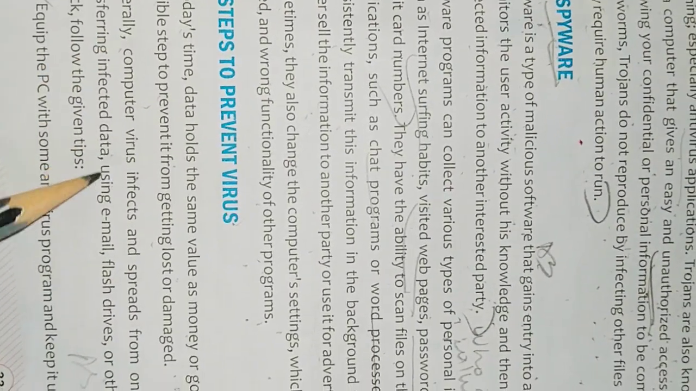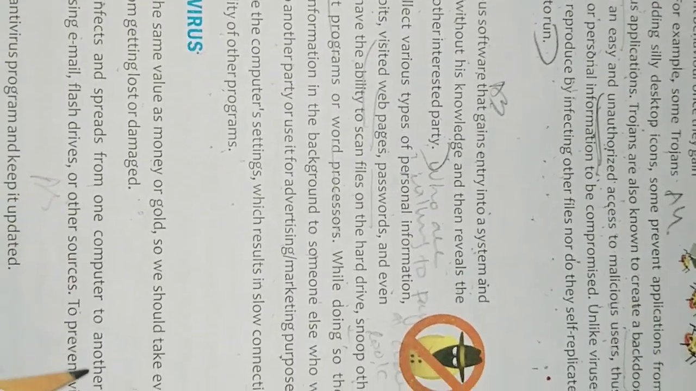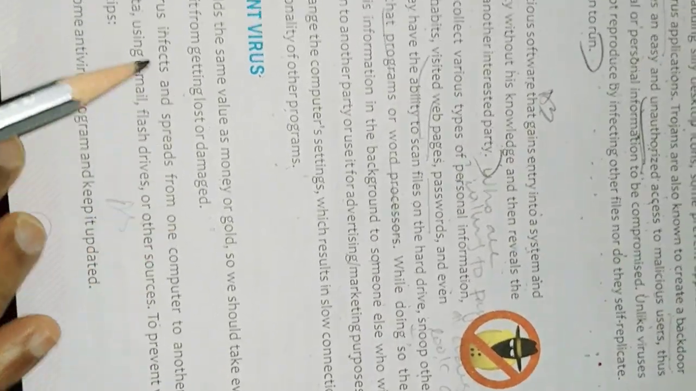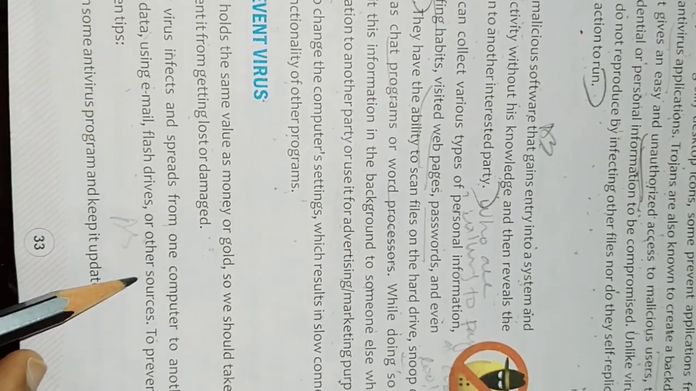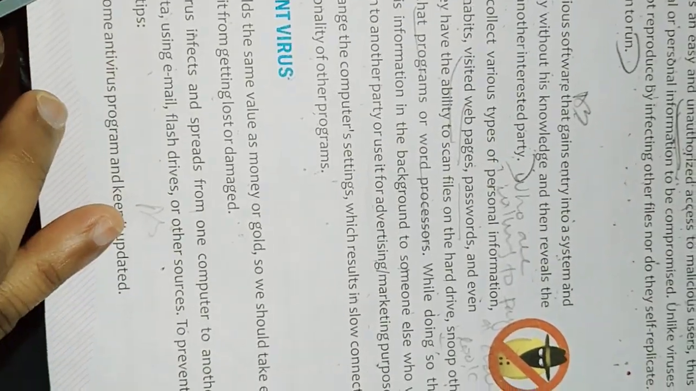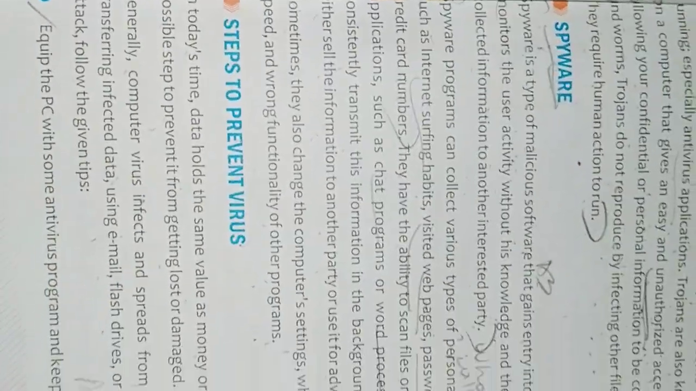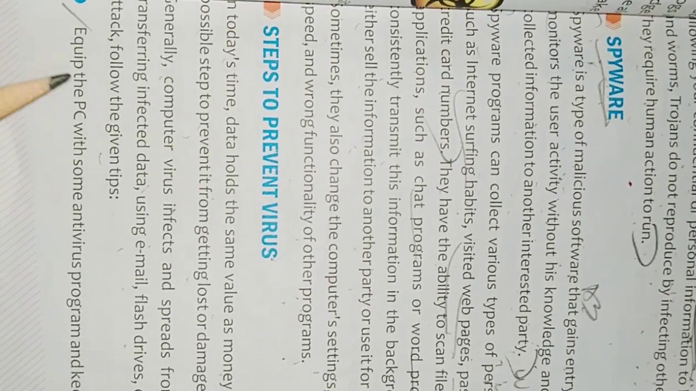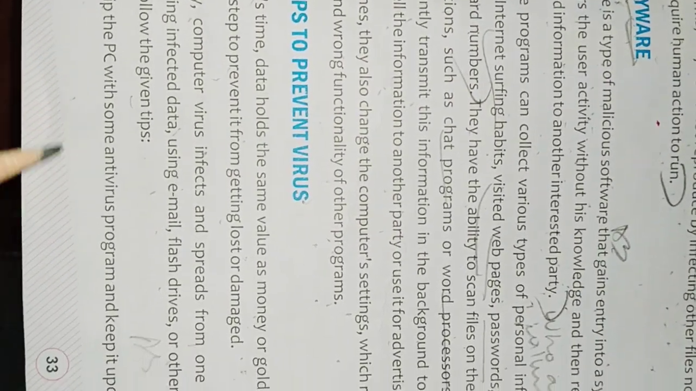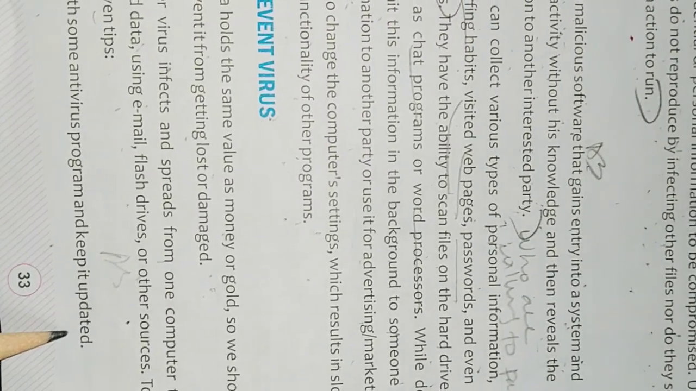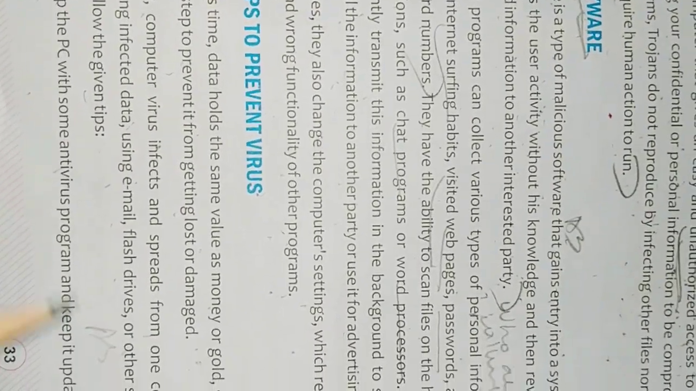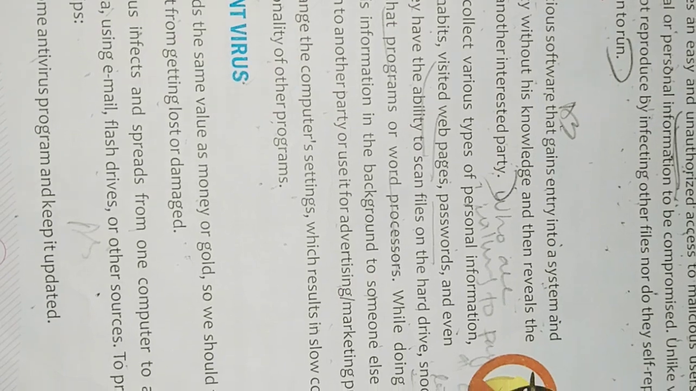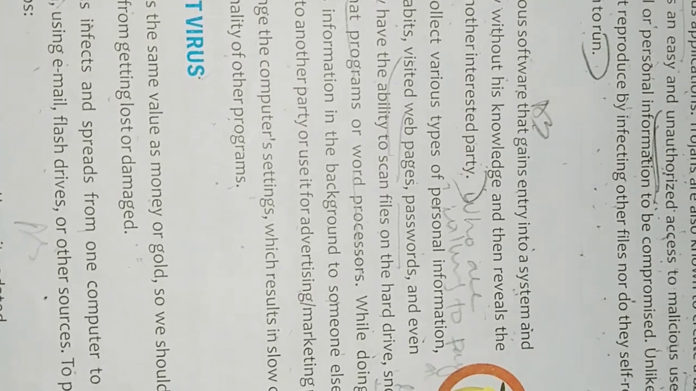Generally, computer viruses infect and spread from one computer to another by transferring infected data using email, flash drive or other sources. Usually they spread through these ways. To prevent virus attack, follow the given steps. So how to prevent the virus attack? We can do the following steps. Equip the PC with an antivirus program and keep it updated. So you have to put an antivirus program in your system and you should update the antivirus program frequently.